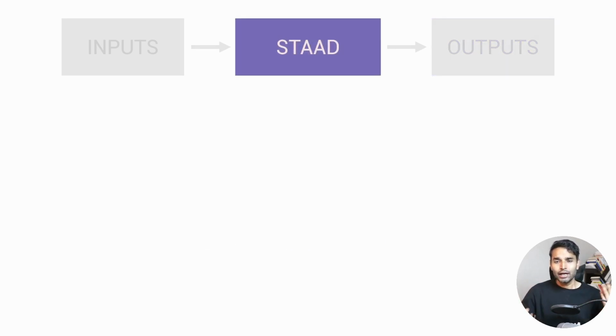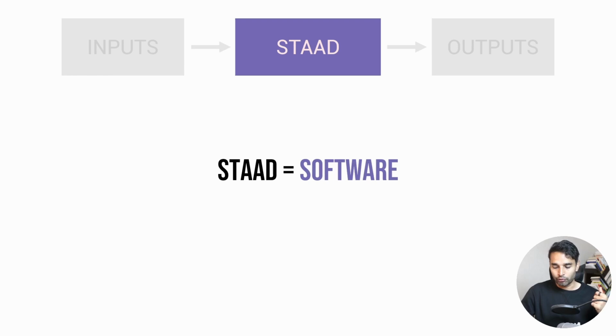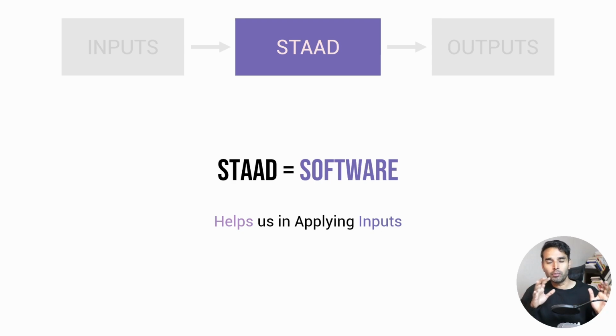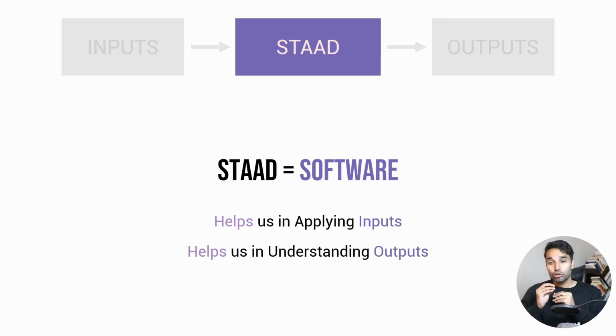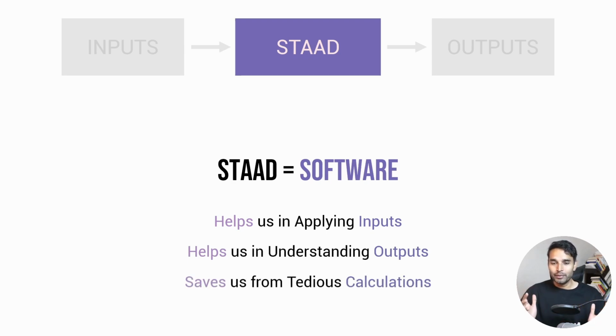Now, what is STAAD doing for us? Remember, STAAD is a software. All that it is doing is helping us in applying inputs. Now, we'll talk about inputs in a minute, but STAAD is basically helping us in applying inputs. It is not applying the inputs itself. It is just doing some calculations. It also helps us in understanding outputs. So not only helping us in inputs, but in outputs as well. And in the middle, it is saving us from a lot of tedious calculations.